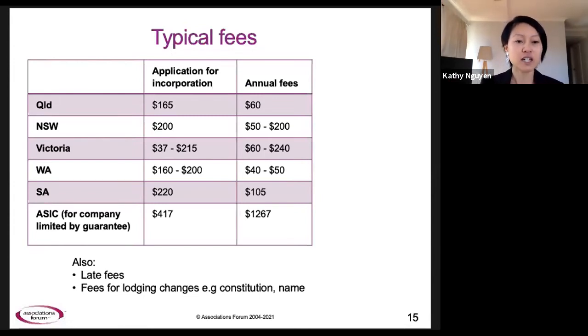So just to give you an overall, big picture idea of the types of fees. So ASIC, which is the last row, you'll see the application for incorporation is $400. The annual fees are $1,200. So that's fairly high compared to the state regulators. So we just chose the 4 or 5 biggest states. They range from $37 to $250-ish. So it's a relatively cheaper regulatory framework.